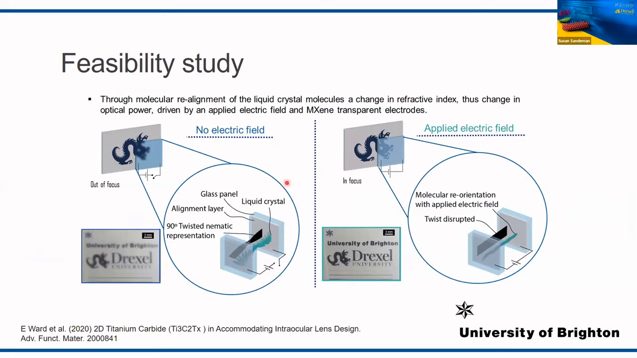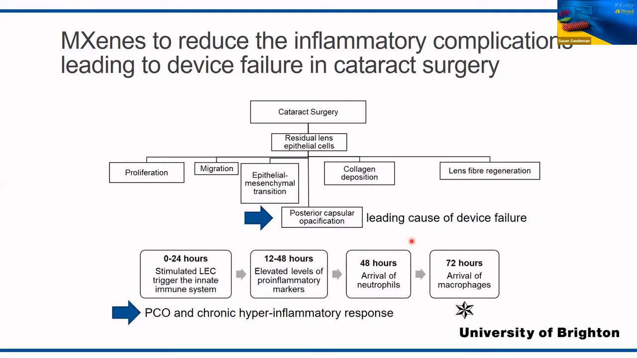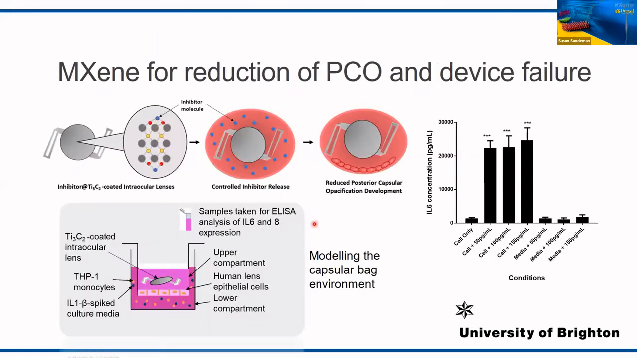So here you can see she's incorporated the MXenes into a liquid crystal system, and on application of an electrical current, you can see out of focus becomes in focus. It's a really nice proof of concept study, and I'll point you towards her work. So the second poster is looking at MXene to reduce the inflammatory complications leading to device failure in cataract surgery. After cataract surgery, posterior capsular opacification is the primary cause of device failure. We're looking at whether MXenes can incorporate some kind of element that will elute and will repress the production of this posterior capsule opacification from cells that incorporate behind the material and cause a secondary cataract to form. And I'll point you towards Grace's poster to see more detail about that.